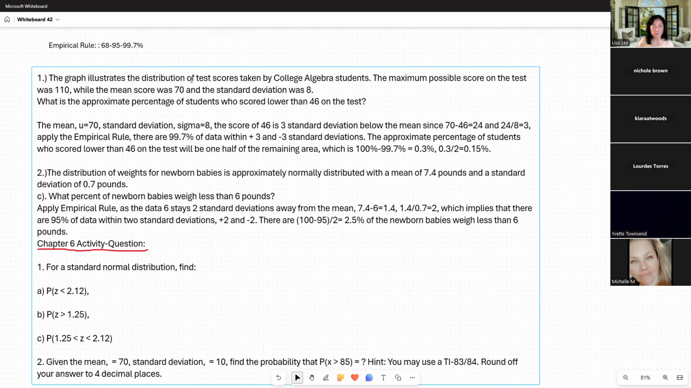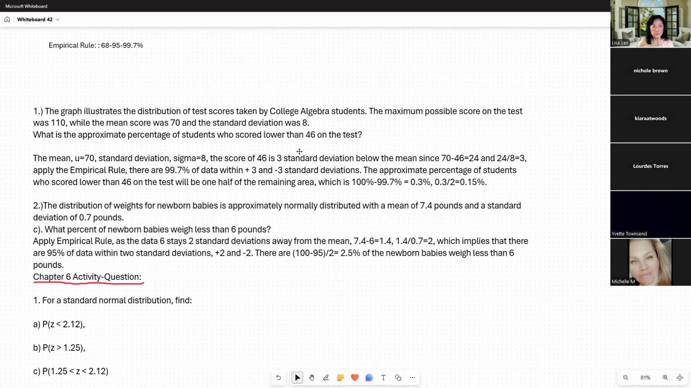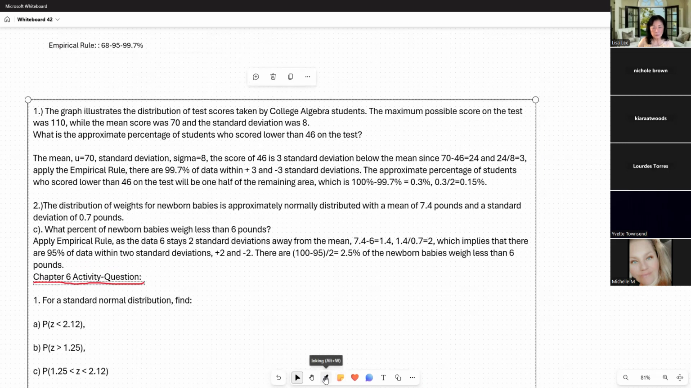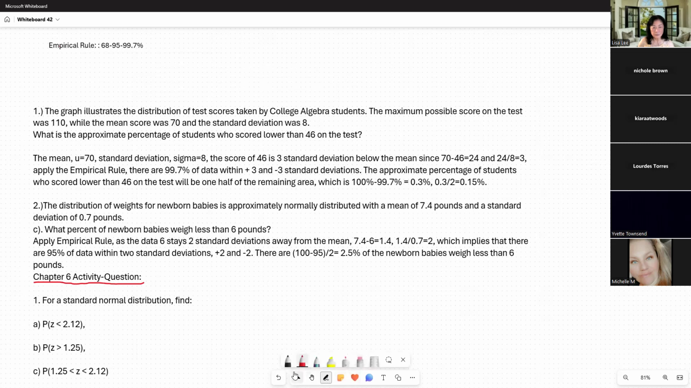I'm going to draw the graph to show you. Let me move this one down. Then I'm going to draw the graph, and it could look very ugly because I'm using the mouse of my computer to draw. The empirical rule only applies to data distributed like a bell shape. You can see it's like a bell.